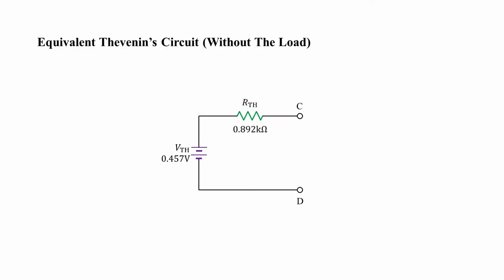Since we got the VTH and the RTH from measurement, we can connect them in series to draw the equivalent Thevenin circuit. And this is how it looks. This is the Thevenin circuit with no load connected. And here is the Thevenin circuit with load connected.